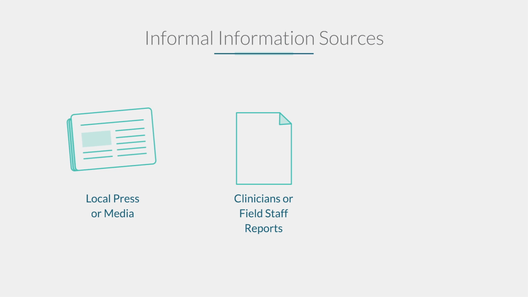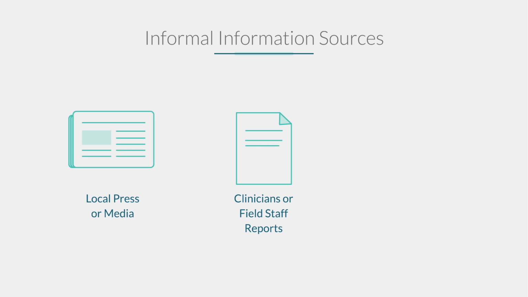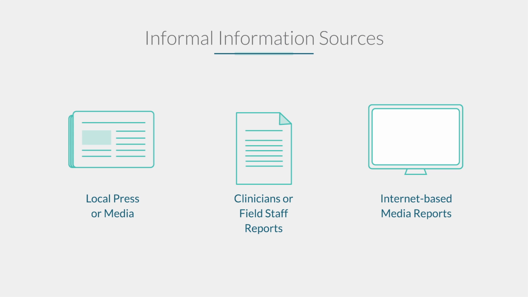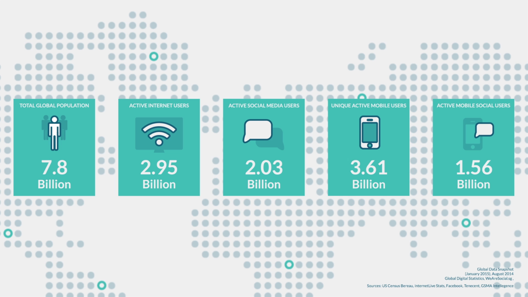Informal information sources can be articles in the local press or media, reports from individual clinicians or field-based NGO staff, and reports from internet-based media such as discussion forums, blogs, and social networking sites. Let's take a look at this graphic, which illustrates how connected the world has become.